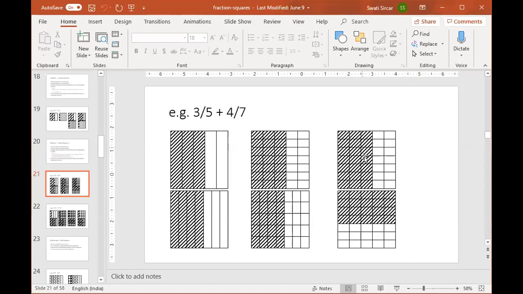So in this case, the 3/5 has become 3 times 7 by 5 times 7, so that's 21 by 35. This has become 4 times 5 by 7 times 5, so this is 28 by 35. So you have got equivalent fractions for those. And now we are in the like fraction situation. So just add them up.